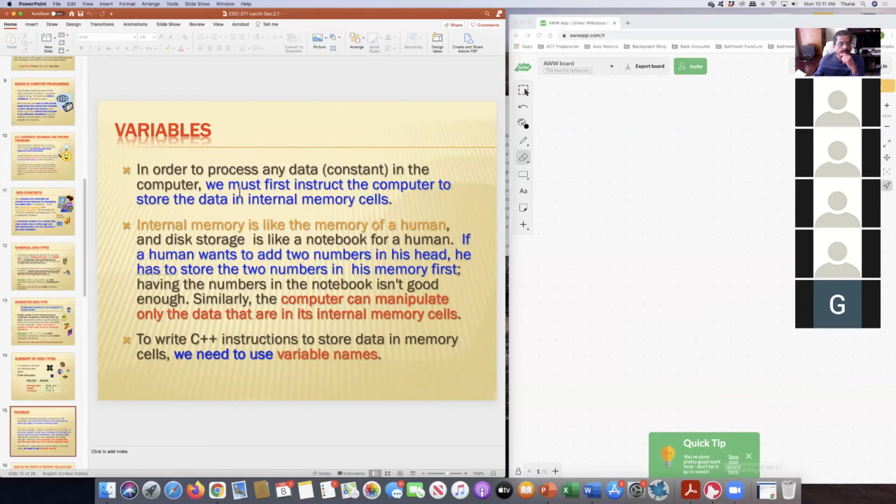So you need to know what they are. In order to process data in the computer, we must first instruct the system to store the data in the internal memory. This is the computer program.